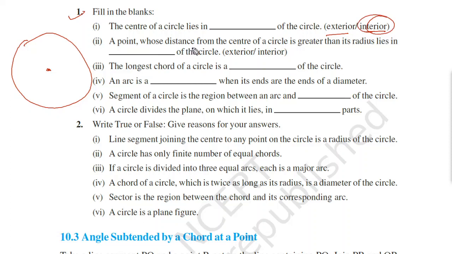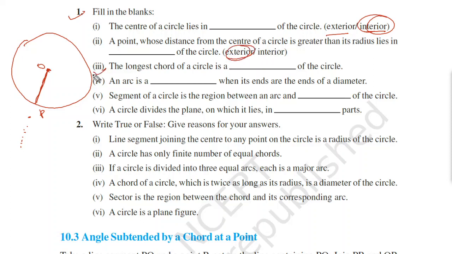A point whose distance from the center of the circle is greater than its radius lies in the dash of the circle. So there is a point whose distance from the center of the circle is greater than the radius. This is the length of the radius. Suppose OP is the radius. Now we are putting a point whose distance from the center is more than the distance of OP. So the point will lie somewhere here, anywhere. So where will the point lie? Outside, or exterior, of the circle.